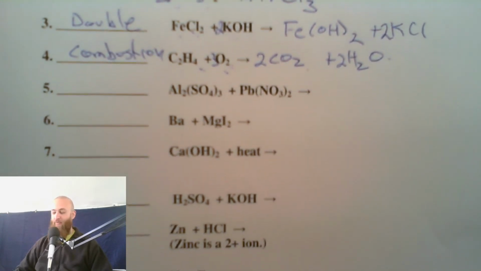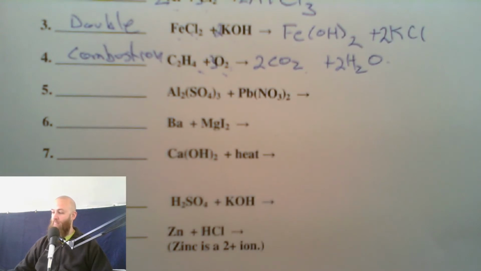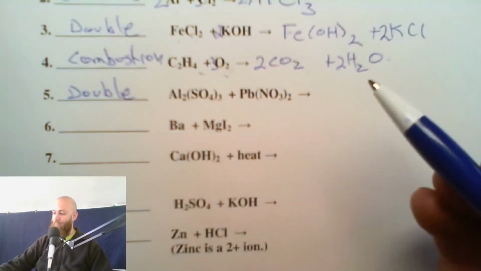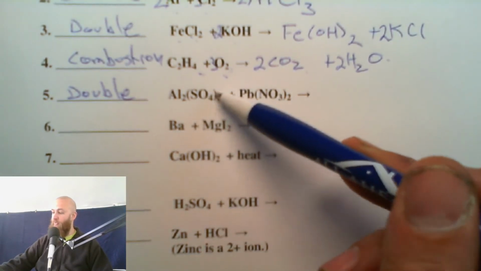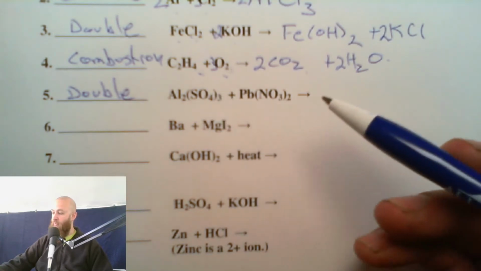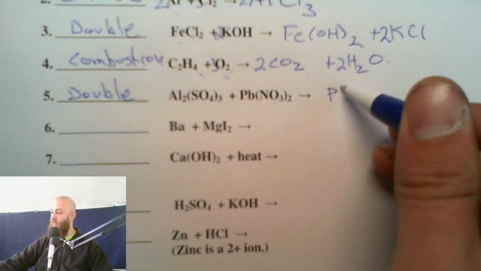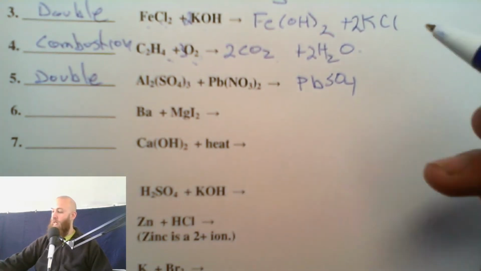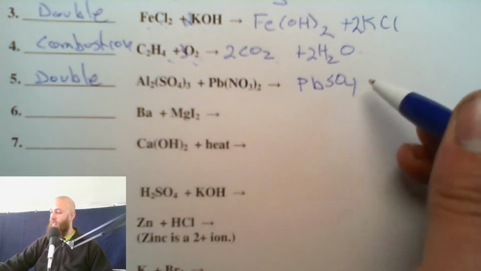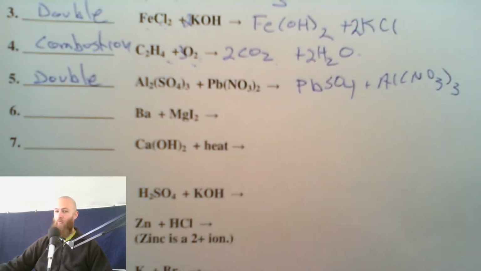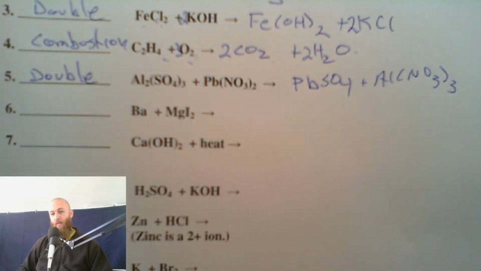Now, number 5, 2 ionic compounds. This looks like a double. Okay. Aluminum used to be with sulfate, and lead 2 used to be with nitrate. So we're just going to switch places. Lead 2 will be with sulfate, do the crisscross, PbSO4. And then aluminum is now with nitrate, so Al, crisscross. Okay? So it's not terribly difficult.